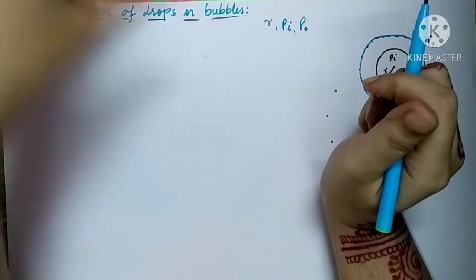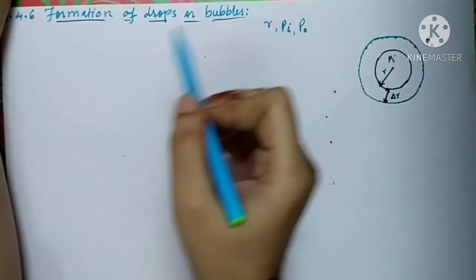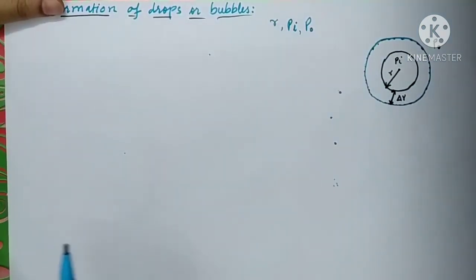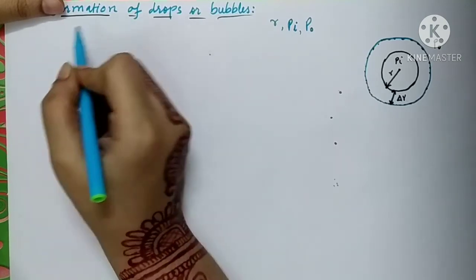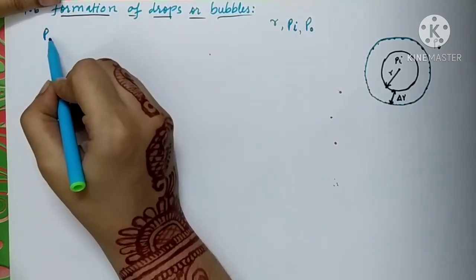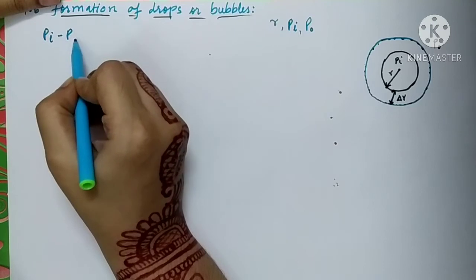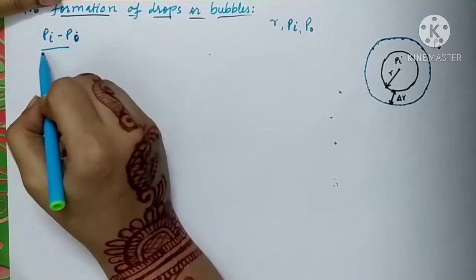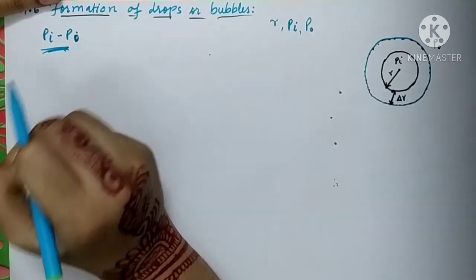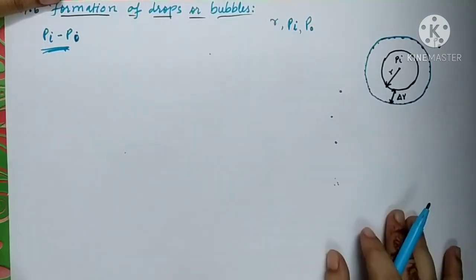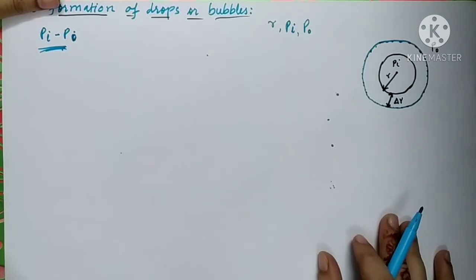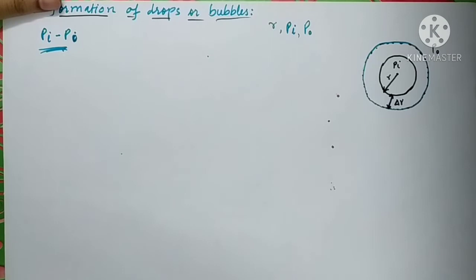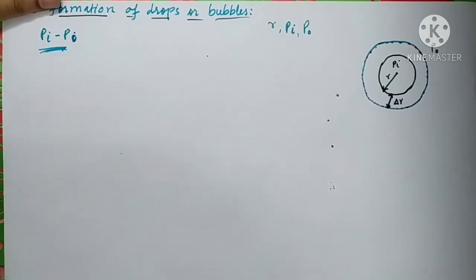So how are we going to find out? We'll have to derive the expression for excess pressure inside a liquid drop. Excess pressure means greater pressure minus smaller pressure, Pi minus Po. This is nothing but the excess pressure inside a liquid drop. So let us see how we are going to derive the expression for it.